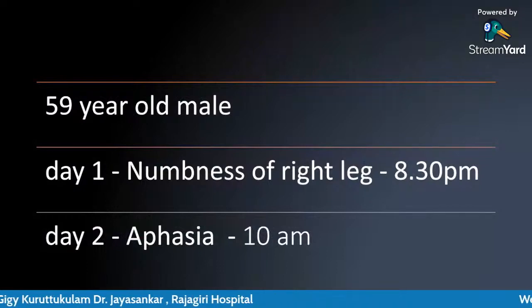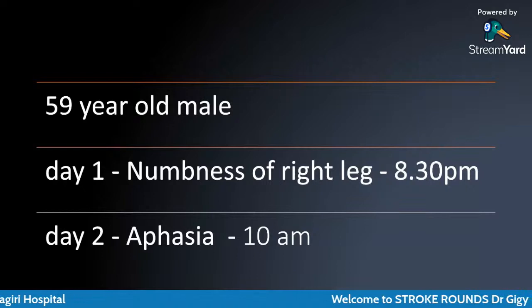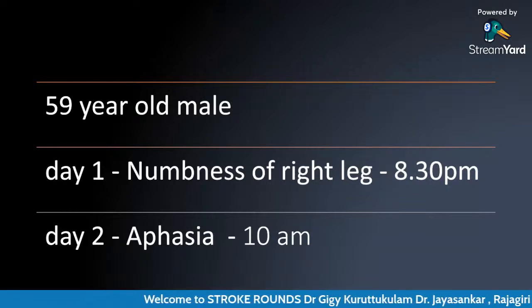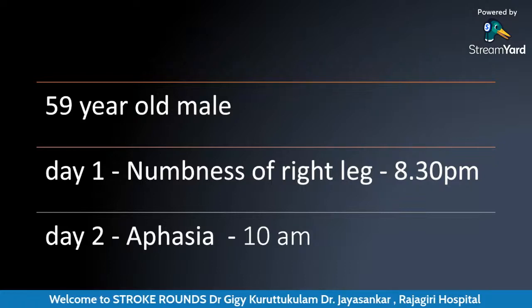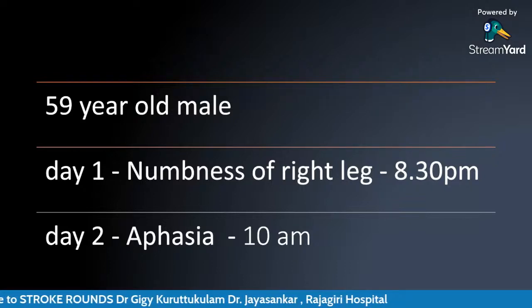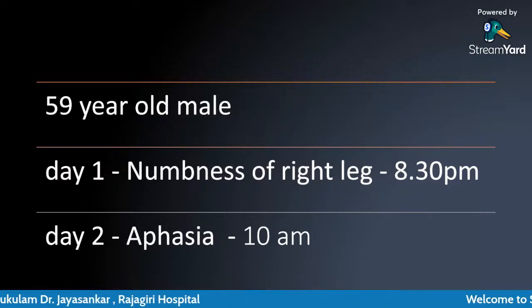59-year-old male patient. On the first day, he developed sudden onset of numbness in his right leg at around 8:30 p.m. So he decided to consult a doctor the next day in the OPD. While being examined at around 10 a.m., the patient suddenly developed more severe motor aphasia. So the doctor decided to take an MR immediately.